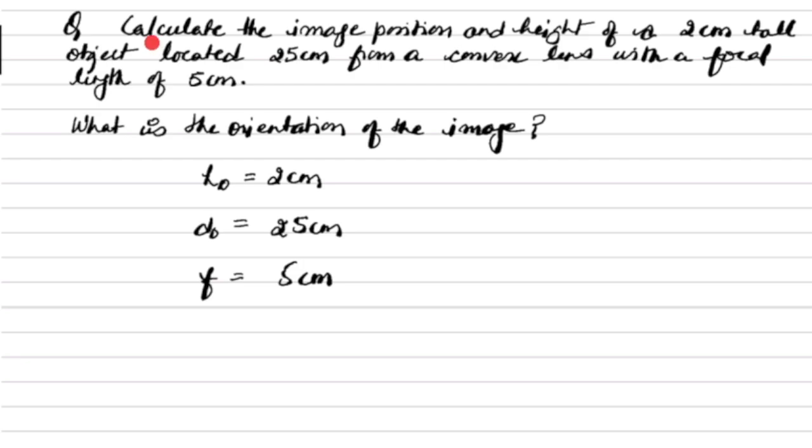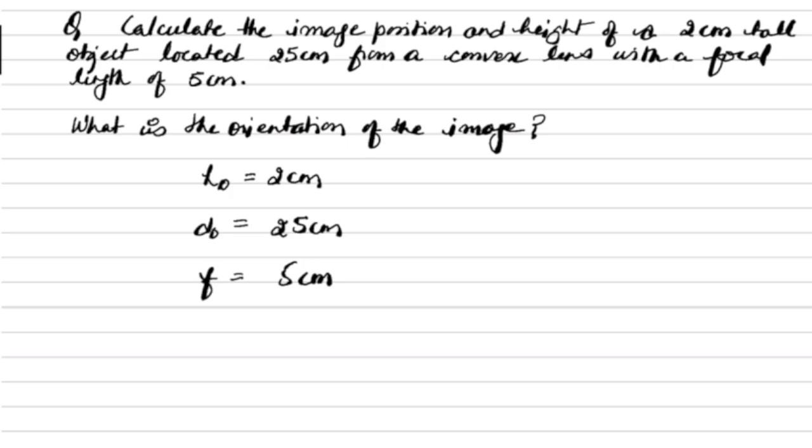Next question, let's go for that. Calculate the image position and height of a 2 centimeter tall object. So object height HO is given, located 25 centimeters from the convex lens. So DO is 25 centimeters with a focal length of 5 centimeters. F is also given. So I've noted it down here, and they are asking also about the orientation of the image. For that, we need magnification.